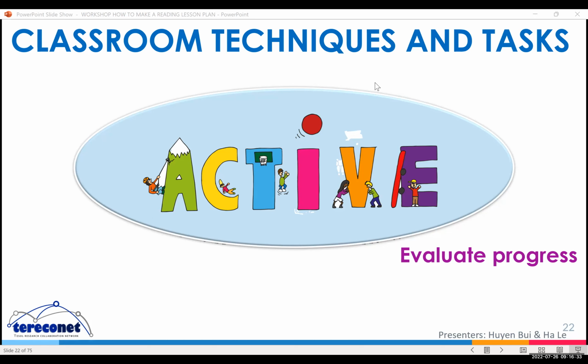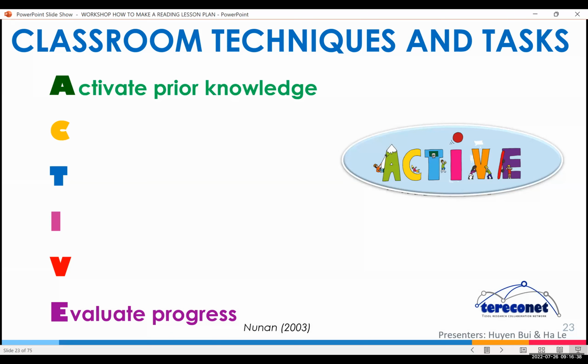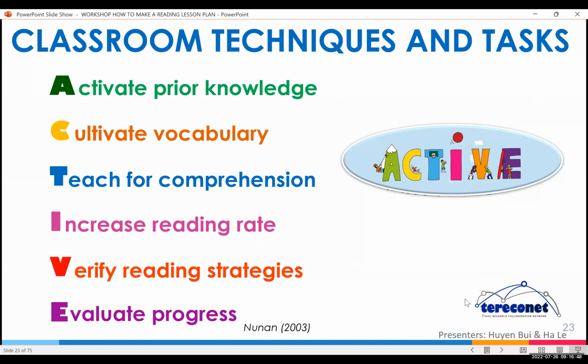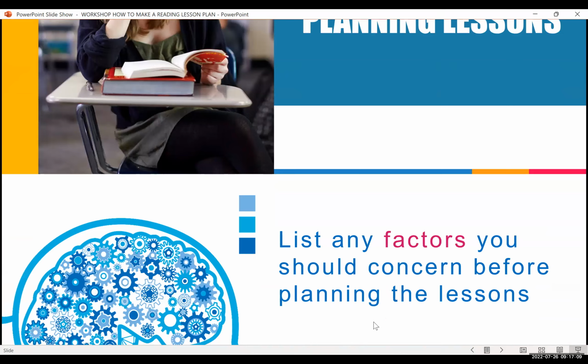Verify. Wonderful. Okay, yes. So we have the answer here and ready. Activate the schemata. Cultivate vocabulary. Teach for comprehension. Increase reading rates. Verify reading strategy. And finally, evaluate progress. Okay, so these are the classroom techniques and tasks that Nunan 2003 mentioned in his book about teaching reading. Now we move to the most important part today, about lesson planning.